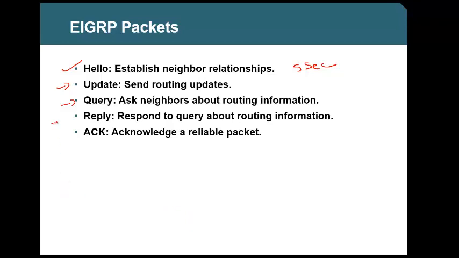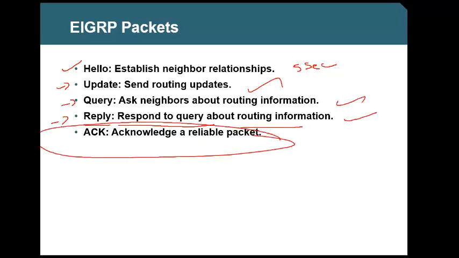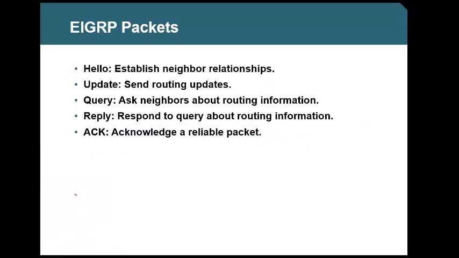Reply is nothing but the response to the query about the routing information. Now, for update, for query, for reply, there will be an acknowledgement sent. So these are the 5 different types of packets in EIGRP: hello packets, update packets, query packet, reply packet, and acknowledgement.